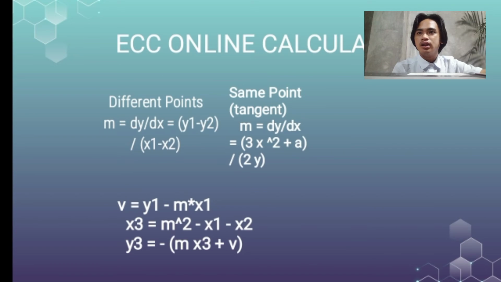The bottom line to add points x1, y1 to x2, y2. Different points: m equals dy/dx equals (y1 minus y2) divided by (x1 minus x2). Same point, tangent: m equals dy/dx equals (3x squared plus a) divided by 2y. v equals y1 minus m times x1. x3 equals m squared minus x1 minus x2. y3 equals minus (m x3 plus v).